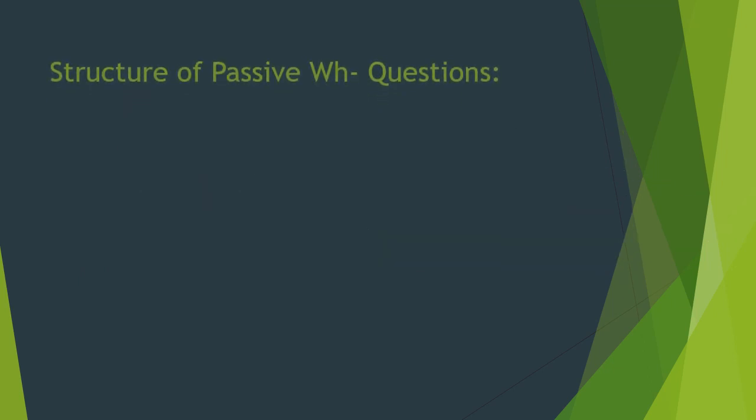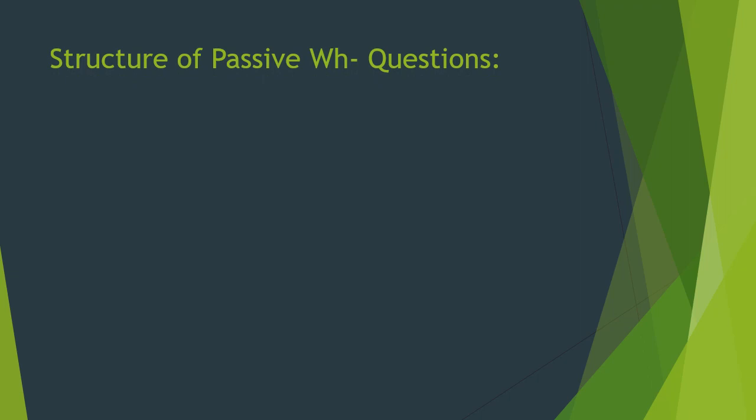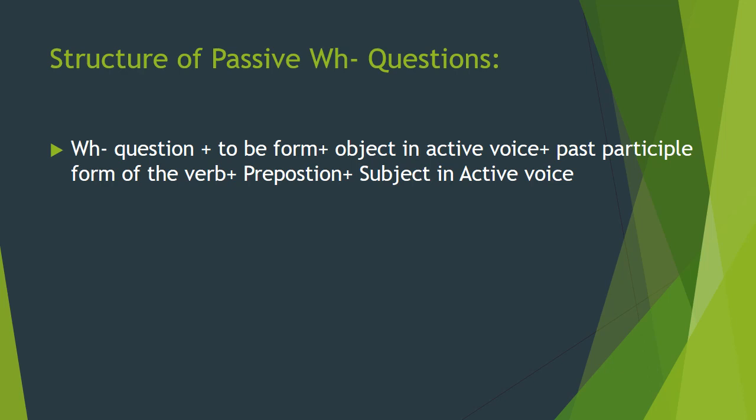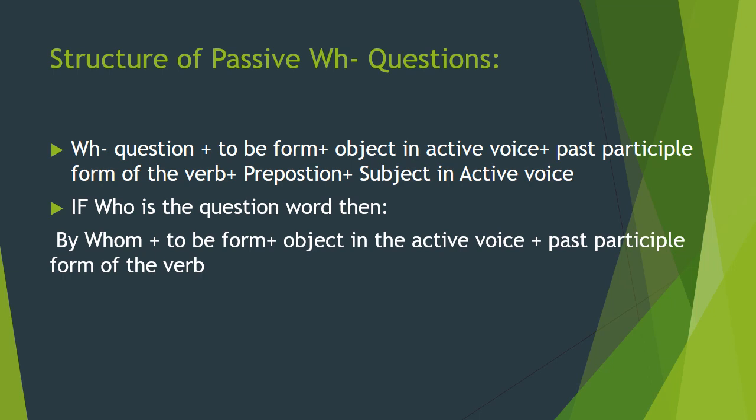Let us learn the structure of passive WH questions. The structure of passive WH question is the WH word, whatever we have, what, why, how, etc., plus to be form, plus object in the active voice, plus past participle form of the verb, plus preposition, plus subject in active voice. If who is the question word, then how will the structure be? The structure will be: by whom plus to be form plus object in the active voice plus past participle form of the verb.